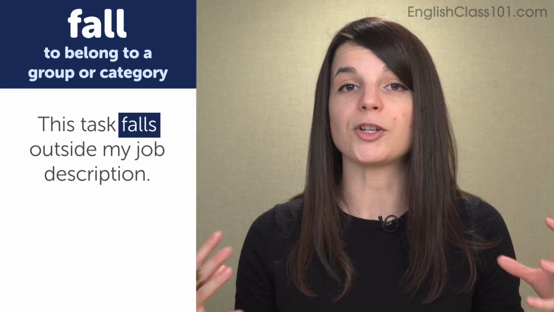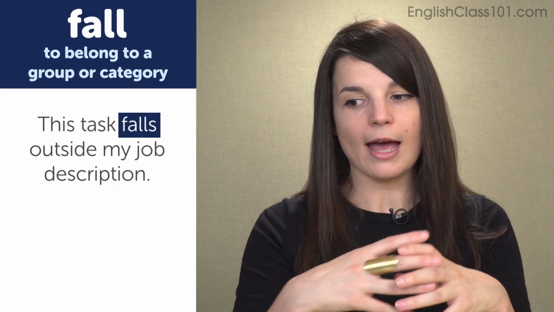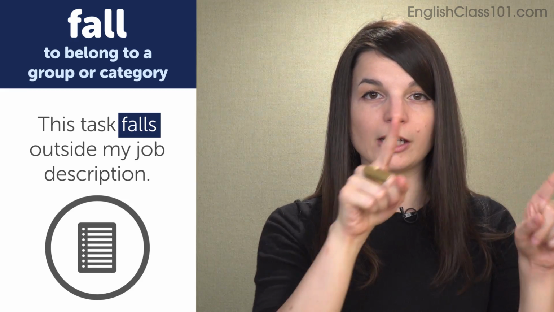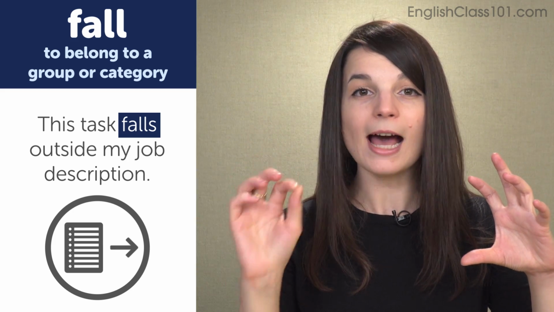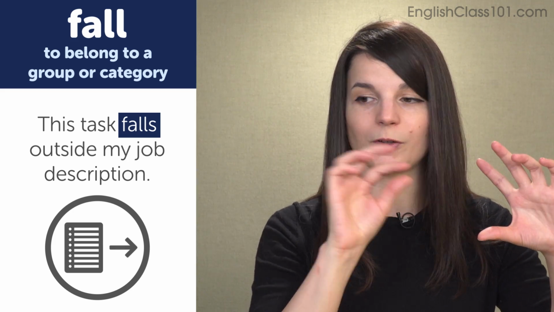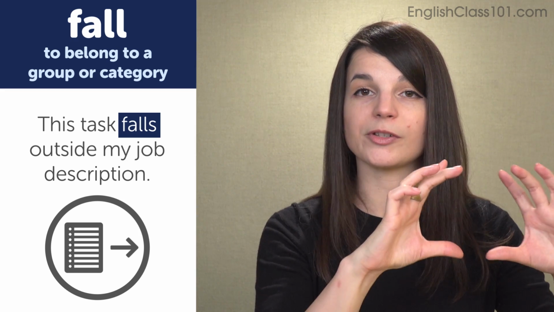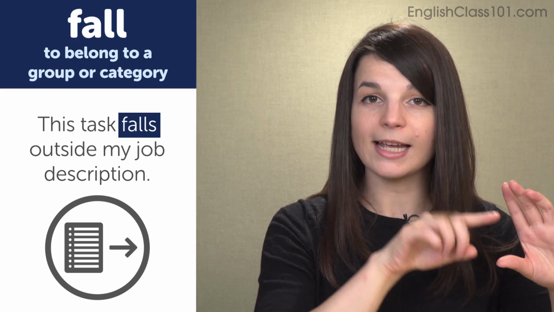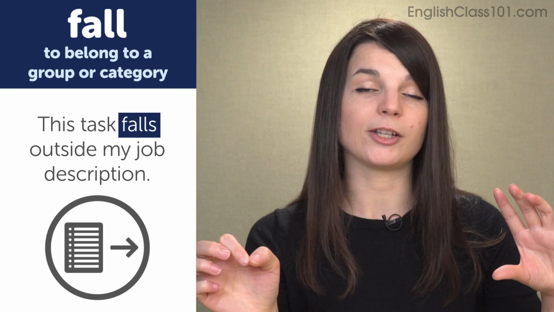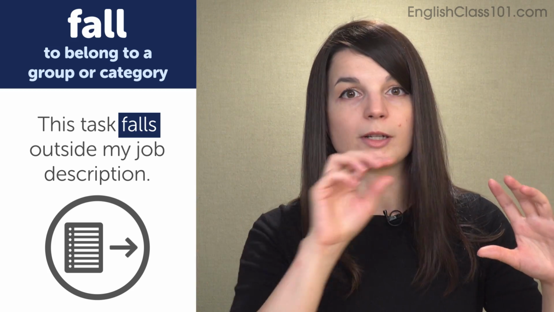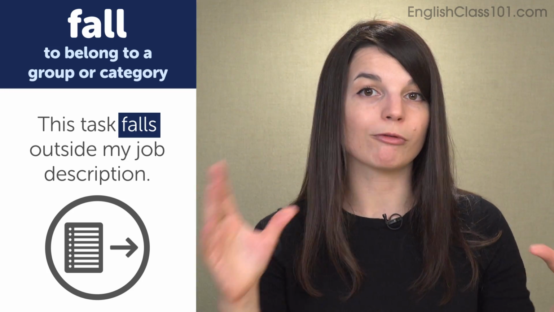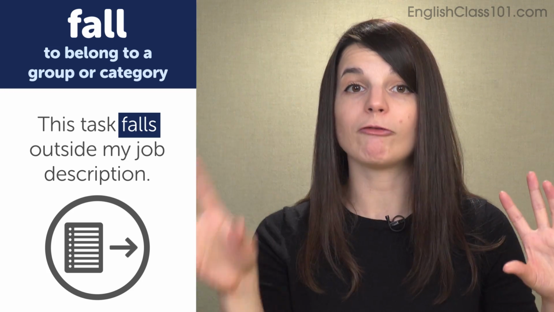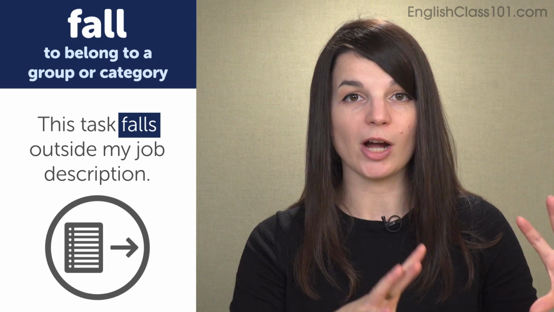So in the first example sentence, this task falls outside my job description. We can imagine that the person's job description is in one circle, but the task belongs to something that's not in this person's job description circle. The task is something outside of the person's job description. So we can say the task falls outside the job description. In other words, the task belongs to a different category. The task is a different group from this person's job description. So we use fall: it falls outside my job description.